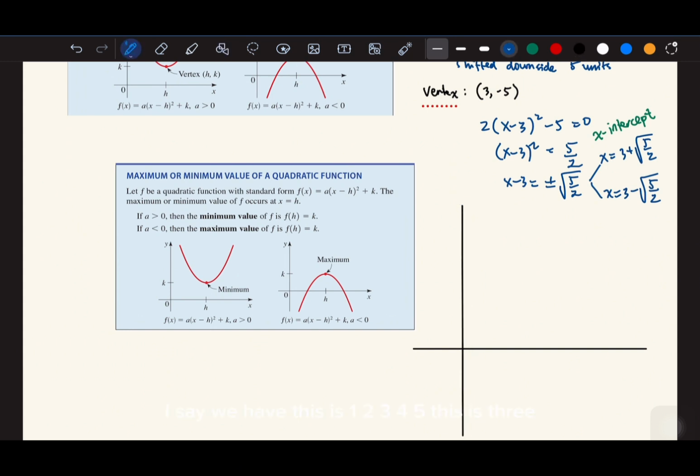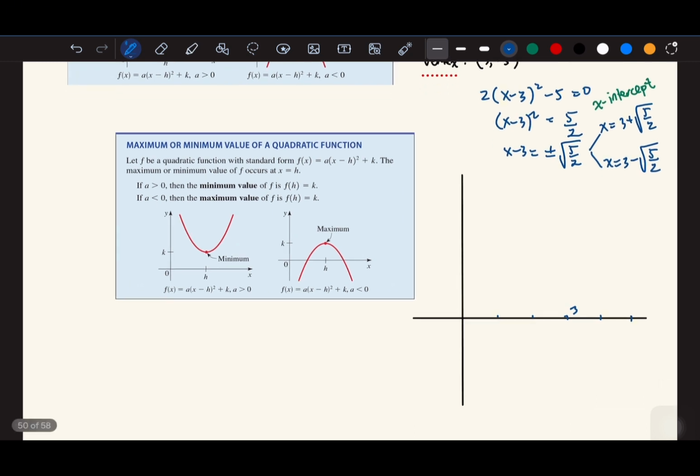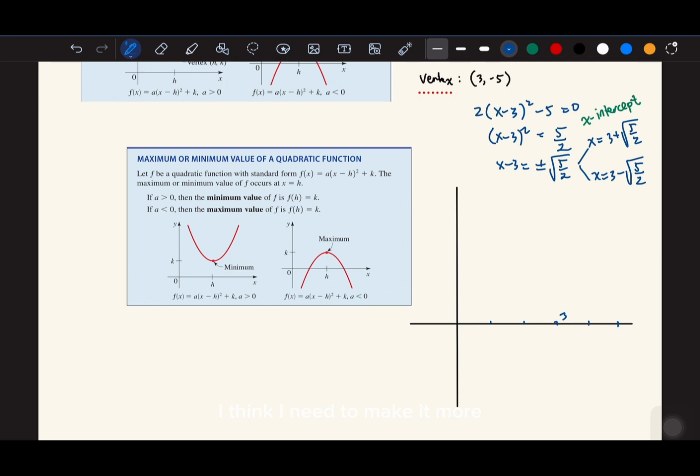Let's say we have 1, 2, 3, 4, 5, this is 3. I think I need to make it more clear over here. Maybe let me make it a little bit smaller, maybe 1, 2, 3 over here. So 1, 2, 3, 4, 5. Negative 5. So this is the vertex. Okay, so the vertex is around here.